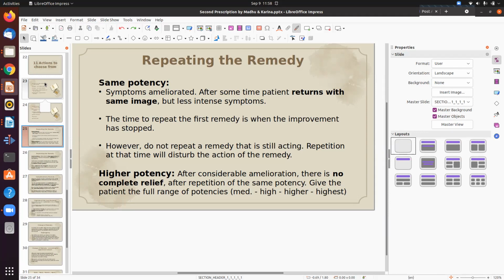And when to go for the higher potency: after considerable amelioration, there is no complete relief, even after repetition of the same potency. Say there was a dry cough, and we prescribed Drosera in the tincture form, and it relieved the cough for a while in the daytime. But when the patient lies on the bed, the cough is still there. He's still taking the Drosera tincture, but there is no relief. Now, when we give the higher potency, Drosera 30, we see the patient is getting better. So if some symptoms are still there even after repeating the same potency, then we have to go to the higher potency.